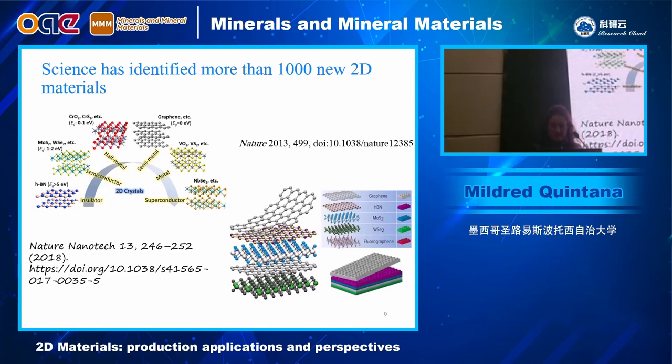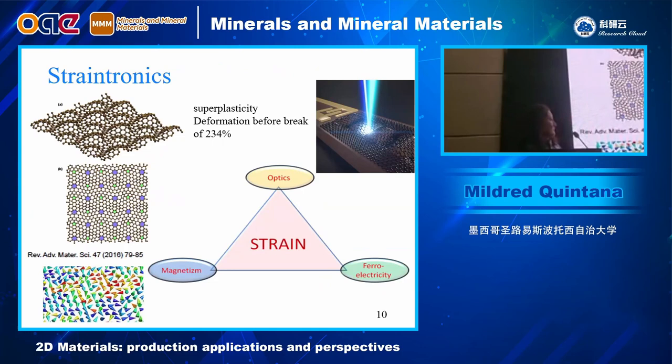And this type of materials have a lot of very different properties. We can control, for example, the optical properties, the magnetic properties, and the ferromagnetic properties by just applying tension to these sheets. We can put a strain on them.